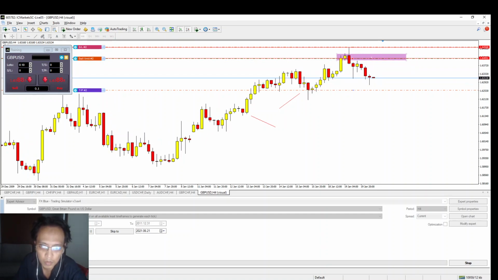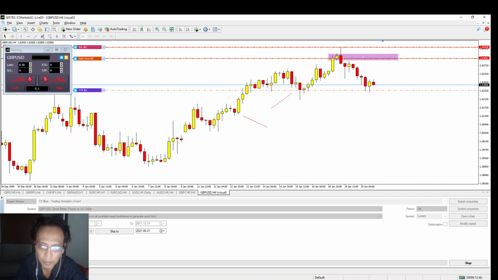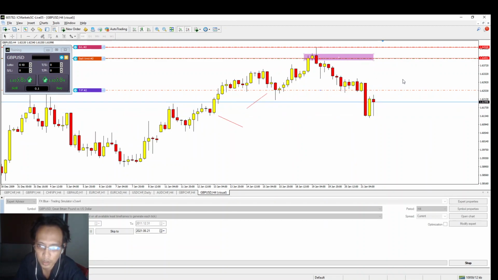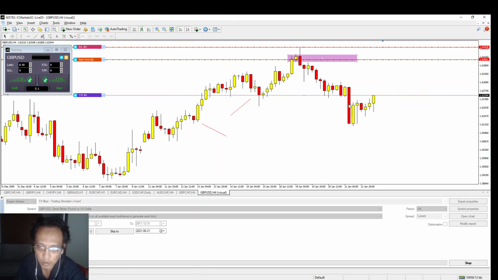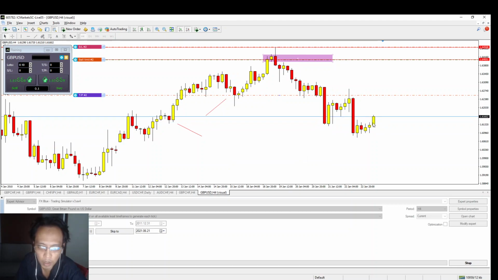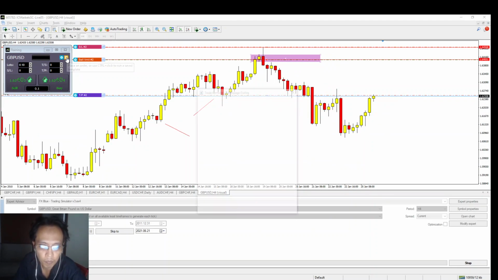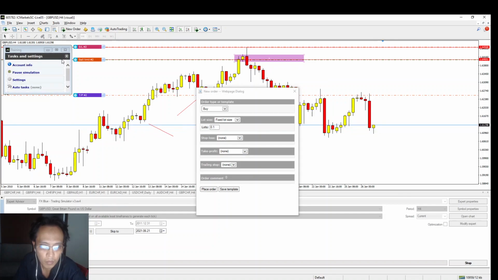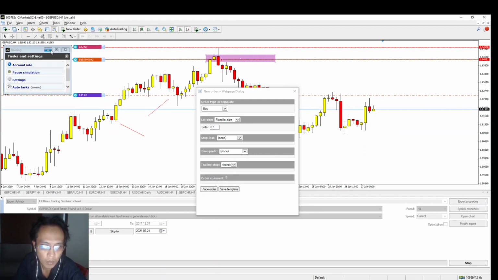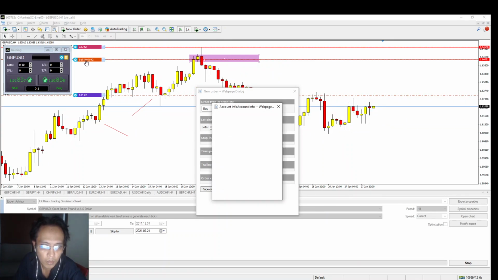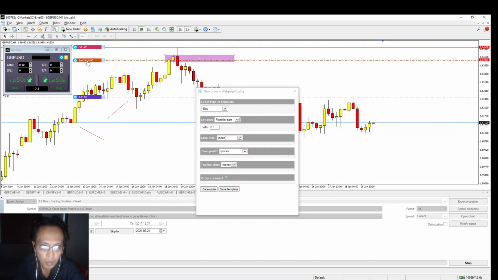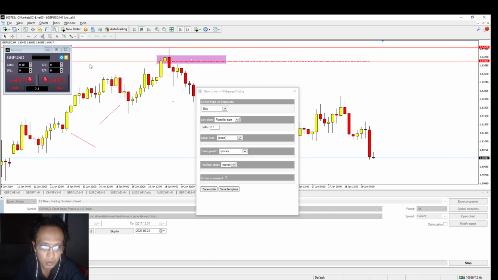Okay, price never hit, but it hits my take profit in this case. So now let's see what happens. Since the price already went way ahead, right? Sell, close.